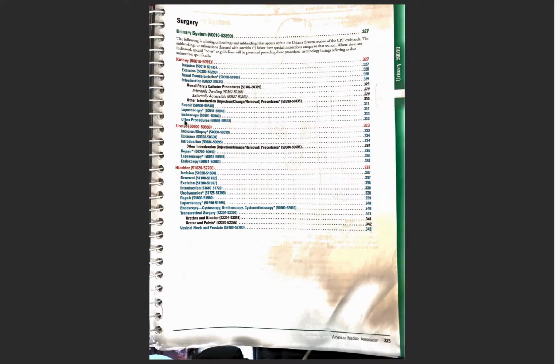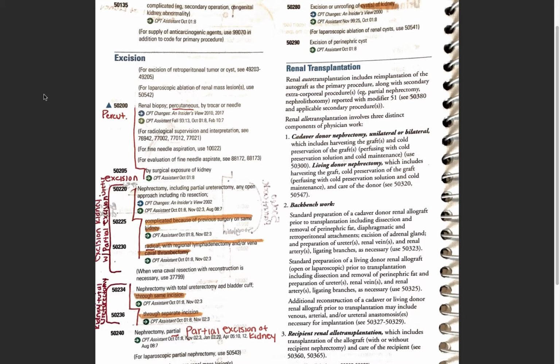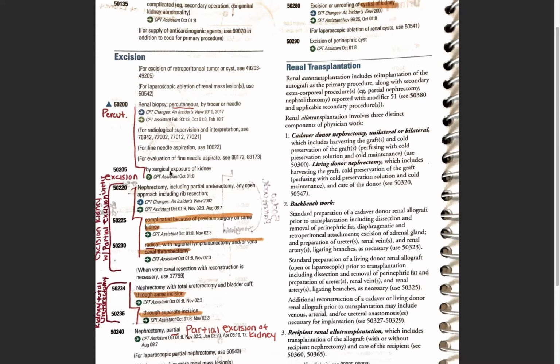This is the table of contents in the urinary system. You've got the kidney, ureter, bladder, and urethra. This is the excision section we just talked about. You have the renal biopsy, percutaneous, by needle or trocar. For fine needle aspiration, use 10022. For evaluation of fine needle aspirate, see 88172 and 88173 in the path and lab section. If the renal biopsy is done by exposure to the kidney and not percutaneously, use 50205. Nephrectomy procedures are coded with 50220 through 50240.